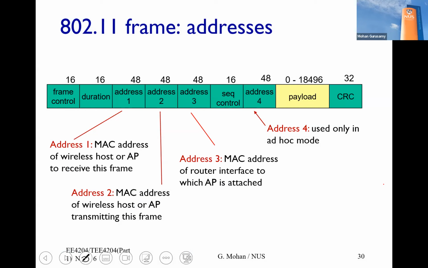In terms of the addresses, as I said, there are 4 addresses. Address 4 is used in ad hoc mode. Address 1 is the destination address, which means the MAC address of the wireless host or AP. If the destination is the host, that is the MAC address of the host. If it is sent towards the access point, that will be the access point's MAC address. Address 2 is the MAC address of the sender, which could be a wireless host or the access point. Address 3 is the router interface to which the access point is attached.